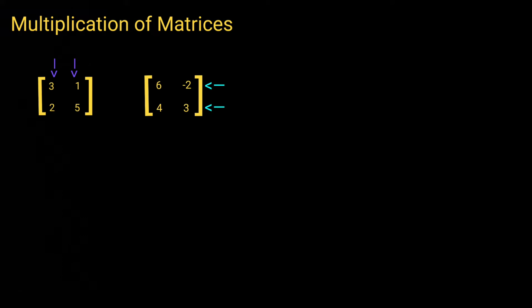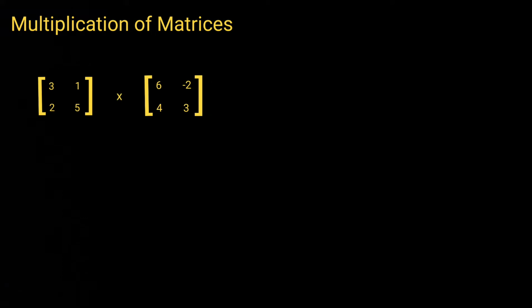Moving on to the multiplication of matrices, the number of columns in the left-hand matrix must be equal to the number of rows in the right-hand matrix for the multiplication to be possible. So from this example with 2 by 2 matrices, there are 2 columns in the left-hand matrix and there are 2 rows in the right-hand matrix, so multiplication between these two is possible.